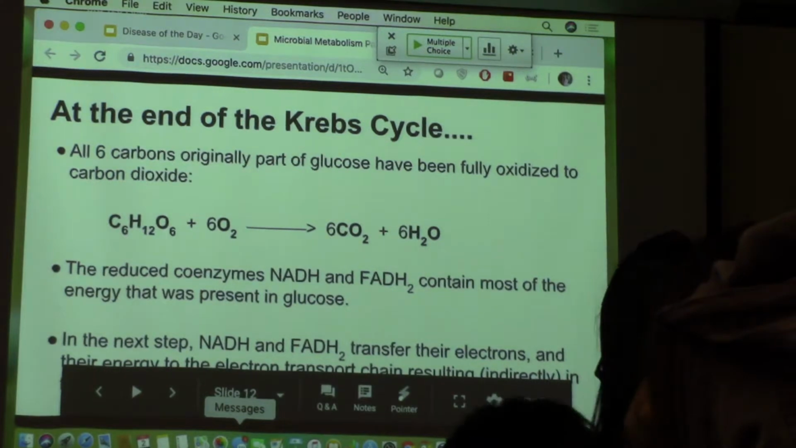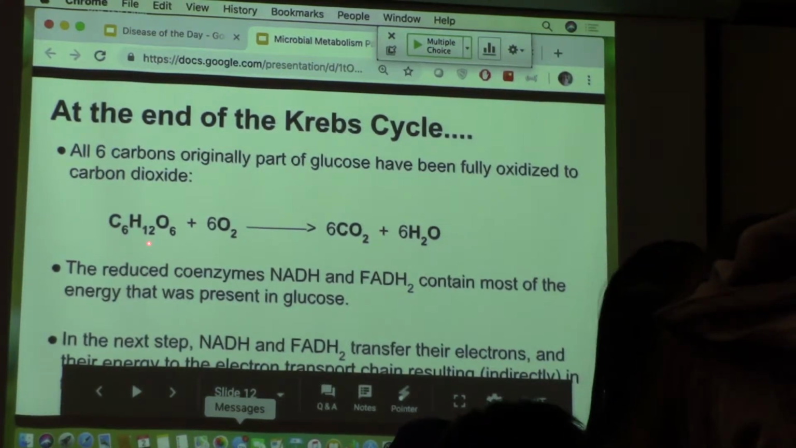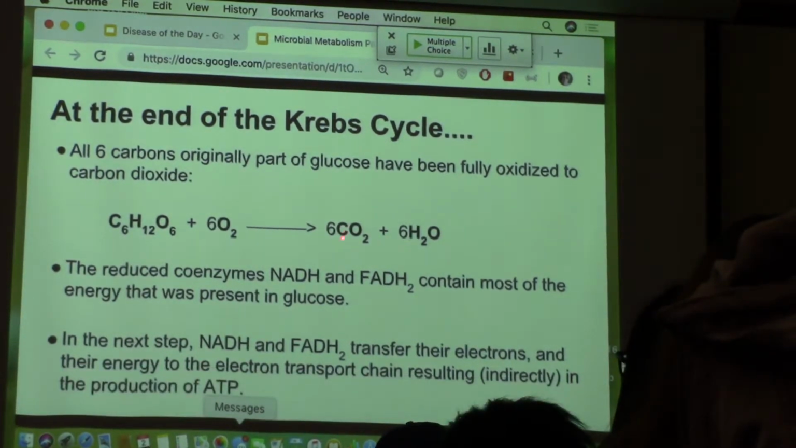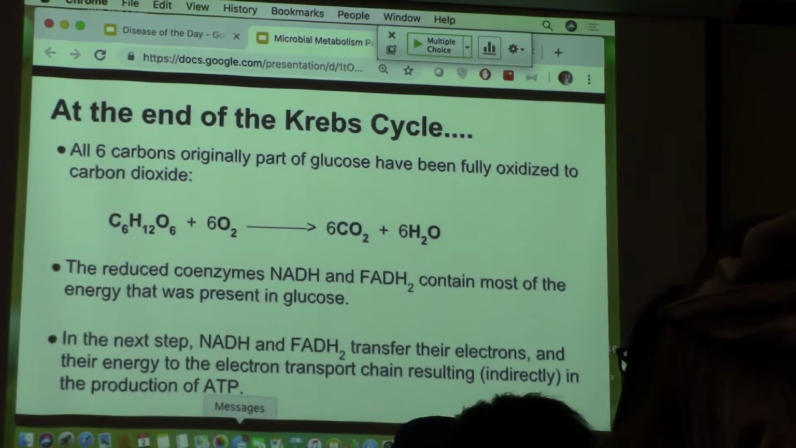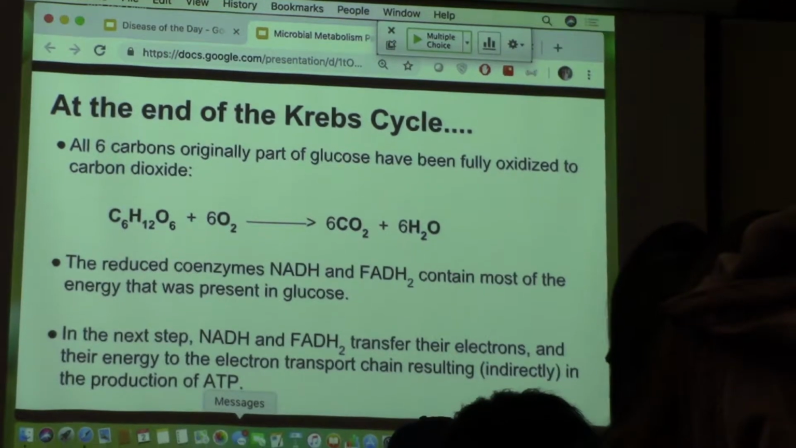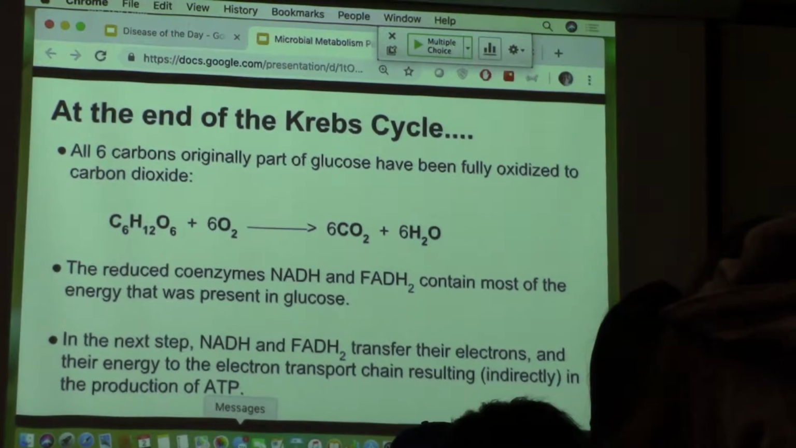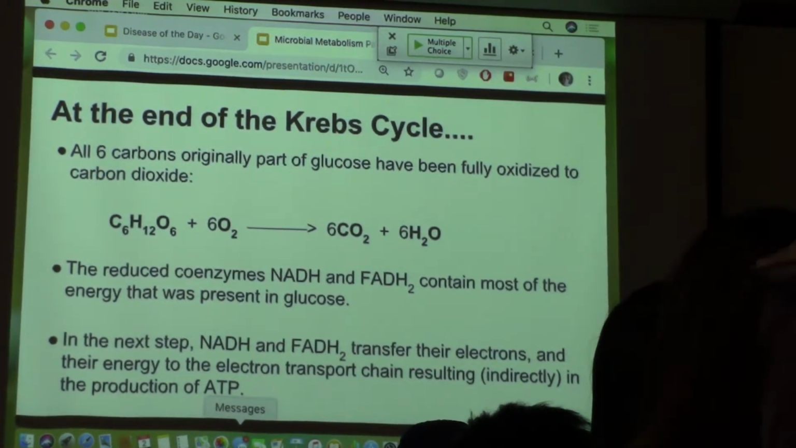All right, so here we have it in slide form. All 6 of the carbons at the end of the Krebs cycle have been converted to CO2. NADH and FADH2 contain most of the energy, and I said there's been a few ATPs formed. 2 are formed for every glucose going through Krebs, and 2 are formed in glycolysis.